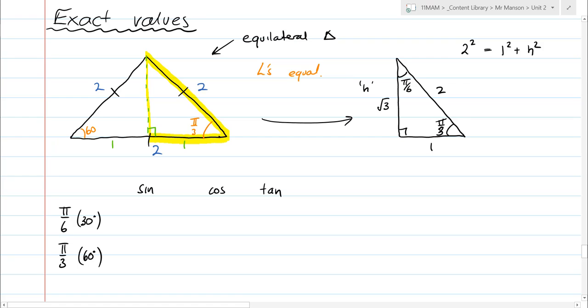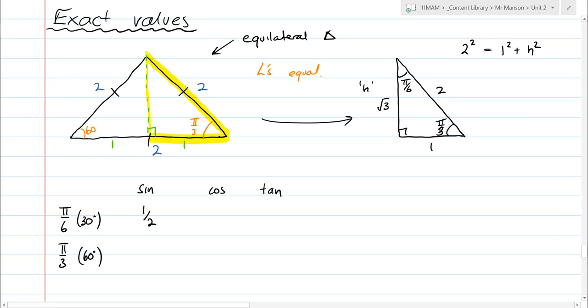Now, sine of pi on 6 is opposite over hypotenuse. So would you believe it? Sine of 30 degrees is actually 1 over 2, a half. You can try it in your calculator if you want. That is an exact value. I've got another question I'll ask in a second.